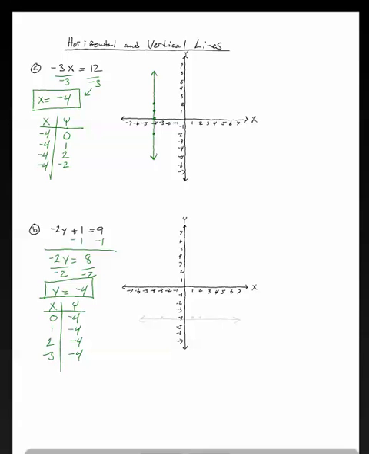So let's go ahead and graph these points. So we go x is 0, y is negative 4. When x is 1, y is negative 4. When x is 2, y is negative 4. And then if x is negative 3, we still have y is negative 4. And we can see that all of these points form a horizontal line. So whenever you have y equals some constant value, like negative 4, then you're going to get a horizontal line.